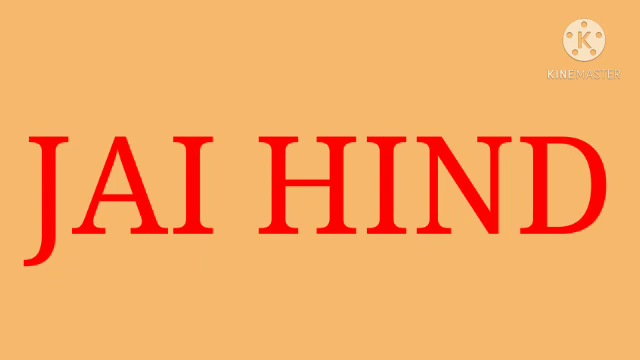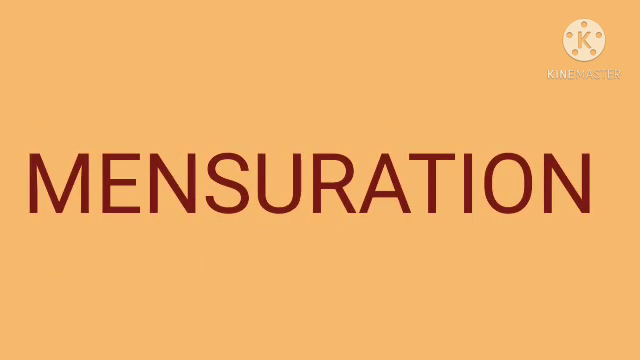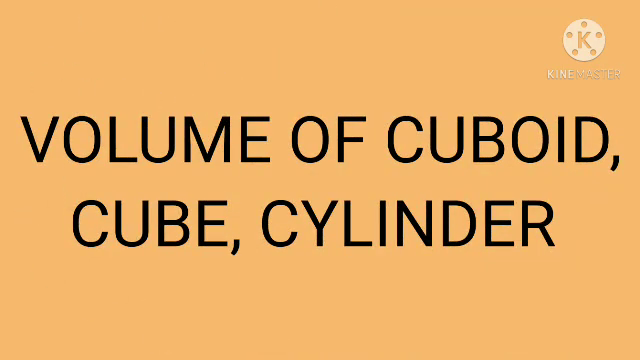Jai Hind students, today we are going to see the last part of the lesson, mensuration, that is volume of a cuboid, cube and a cylinder. So let us understand what are these about.